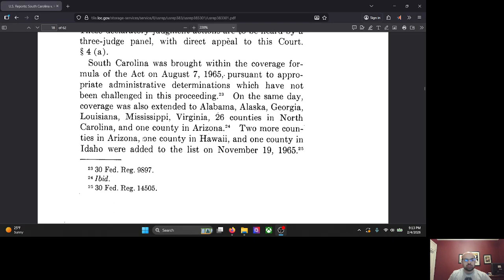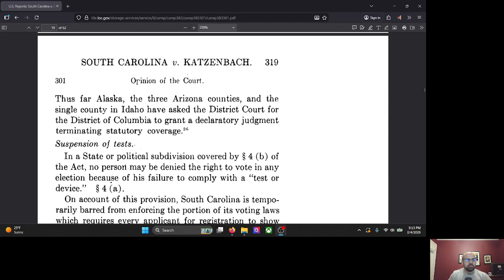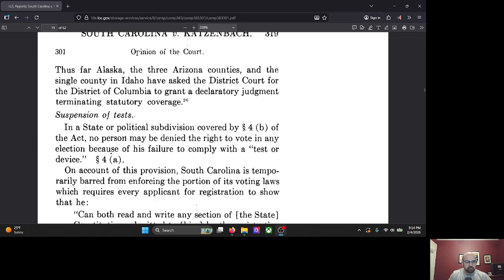2 more counties in Arizona, 1 county in Hawaii, and 1 county in Idaho were added to the list on November 19, 1965. Thus far, Alaska and 3 Arizona counties and the single county in Idaho have asked the District Court for the District of Columbia to grant a declaratory judgment terminating statutory coverage.